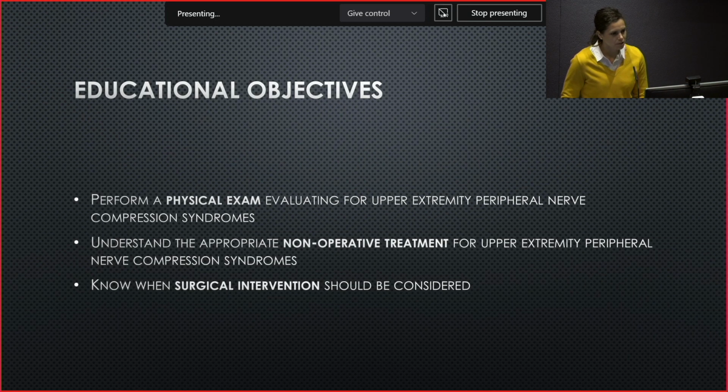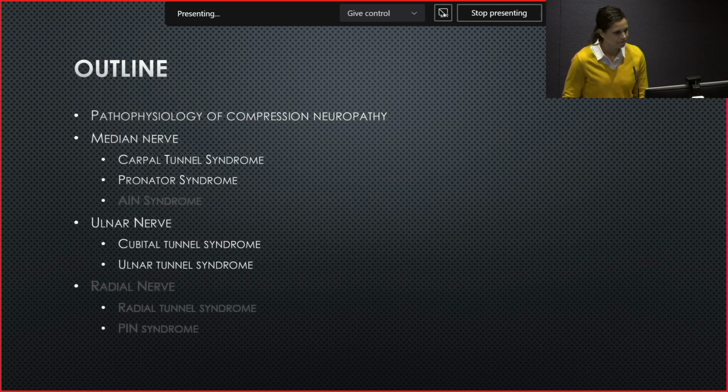So these are the objectives that you have received previously. We'll talk first about the histopathologic changes that are seen in compression neuropathies, and then we'll go into the four most common neuropathies that we see. I'm omitting some of the syndromes which are less common, like anterior interosseous nerve syndrome, and two of the radial nerve compression syndromes, because we don't see those very often. There's just not enough time to talk about them.